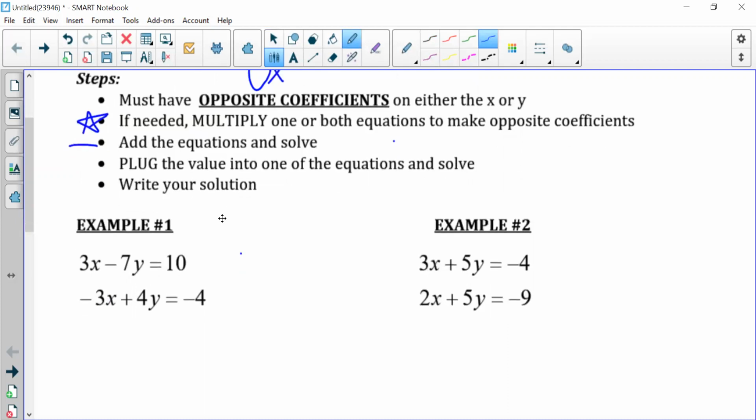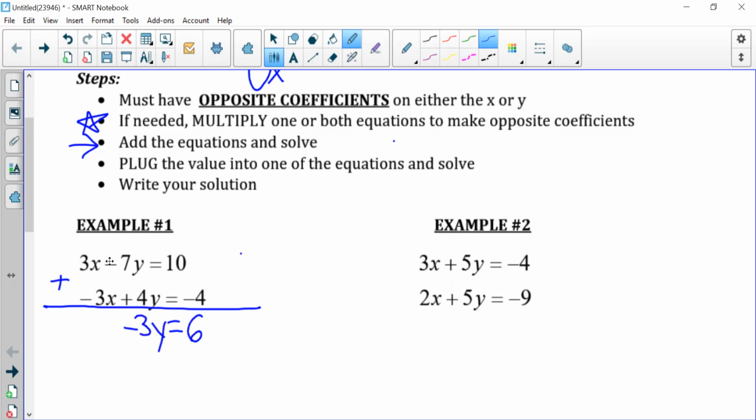We've already discussed that we do indeed have opposite coefficients here in front of our x. So we've done step 1, step 2 is not needed. Right here, we're at step 3: add the equations and solve. Literally, guys, we're going to add these together. So plus, draw a line. We're literally going to add them up just like a very big giant addition problem. Starting with the right-hand side, 10 plus negative 4 is 6. Bring down my equal sign. Negative 7y plus 4y is negative 3y.